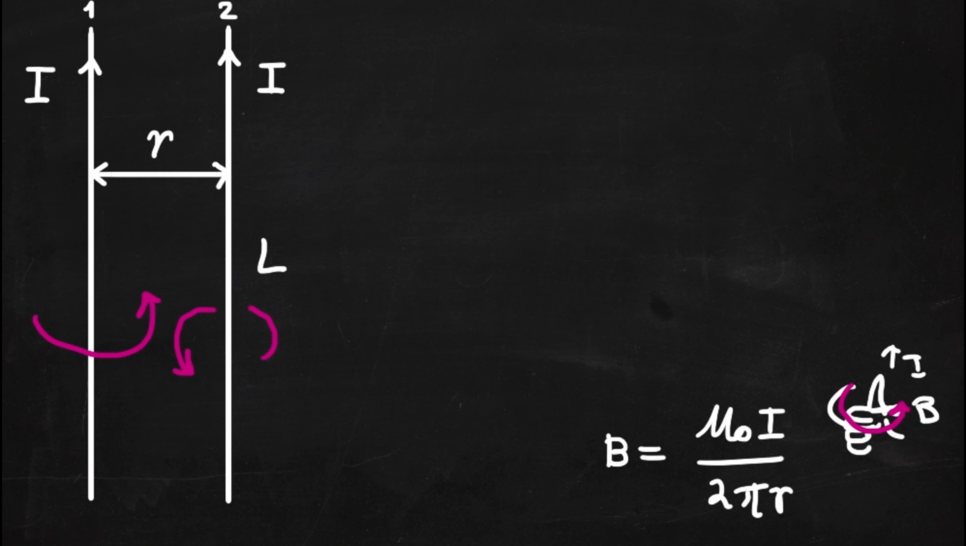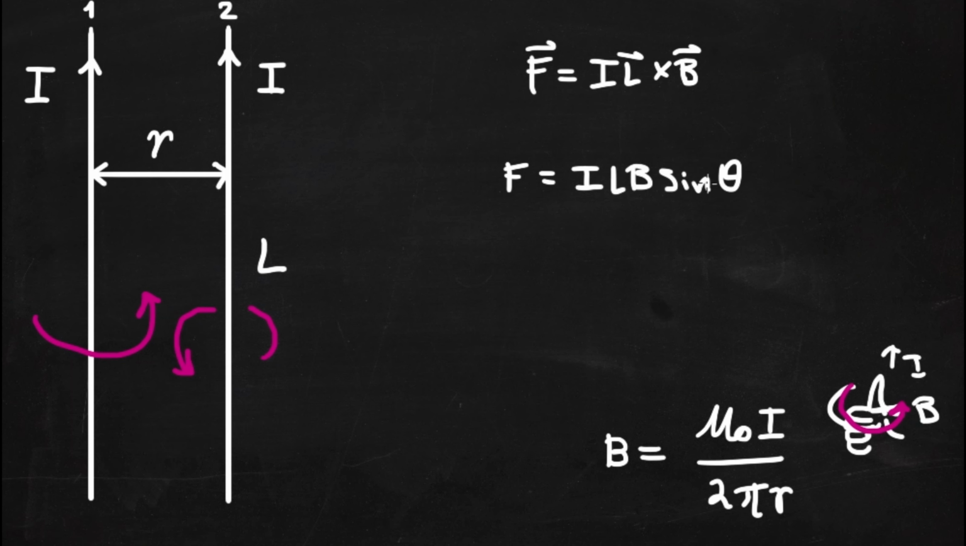The first we've already worked out, and that is the magnetic field due to the current carrying wire. And the other one is, what is the force felt by the other wire due to the magnetic field from the first. And you may recall that that is given by IL cross B. The magnitude of that force is then ILB sine theta, theta being the angle between the two vectors L and B.